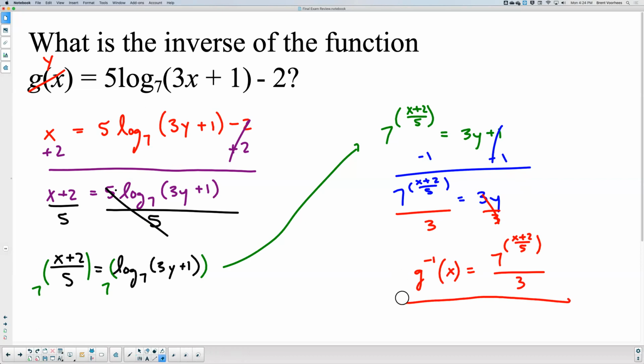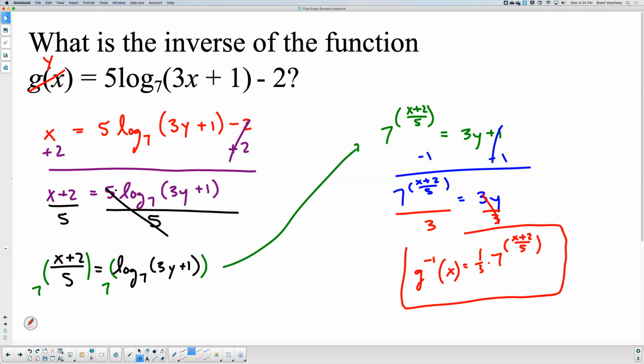You know what? Another way I could write this, since it's an exponential, is I could just put a 1/3 in the front. That's my a value. And so dividing by 3, you could say that my a value is 1/3. My base is 7, and all that in there, some other transformations. So there's your inverse function.